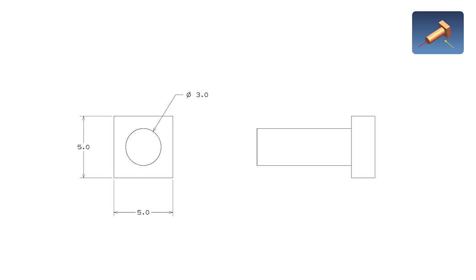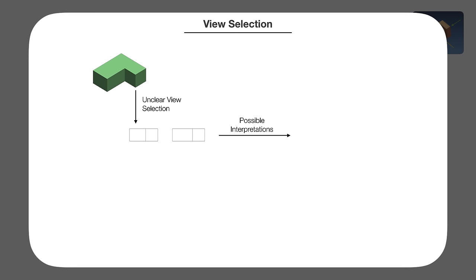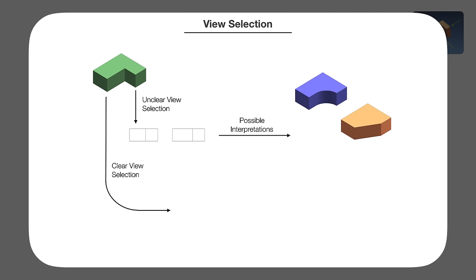Let's go into depth about good view selection. Proper view selection is a really important part of making a clear drawing. Take this R-shaped solid, for example. Here are two technically valid projections of that R. But the problem with that is that they have multiple interpretations. So if I were to make a drawing of this R, I'd want to make sure to include a top view so that the shape of that R is captured on the paper.